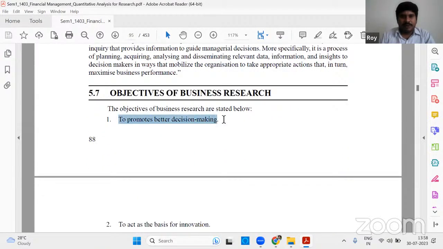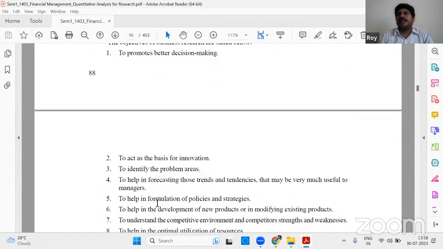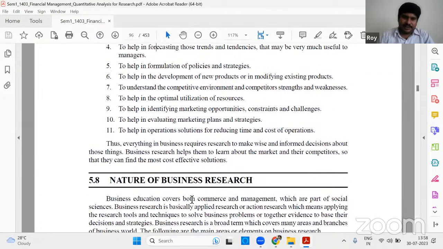Objectives of this: to promote better decision making, to act as the basis for innovation, to identify problem areas, to forecast trends. Today is this. What will be after 1 month? What will be after 2 months, right? To help in formulation of policies and strategies.